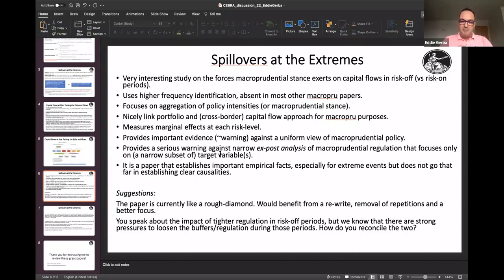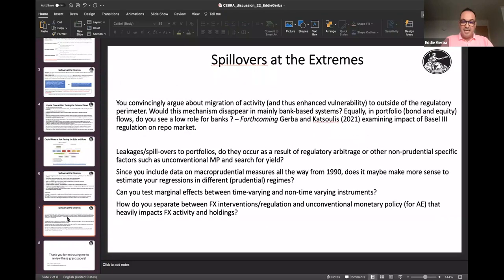You also speak about the impact of tighter regulation in risk-off periods, but we know that in those periods there's a strong pressure to loosen the buffers of regulation. How do you reconcile the two? Or how do you allow for that endogeneity of pressures to loosen macroprudential policy and the final effect that you measure? The next comment is about this migration of activity, and that wasn't very clear.